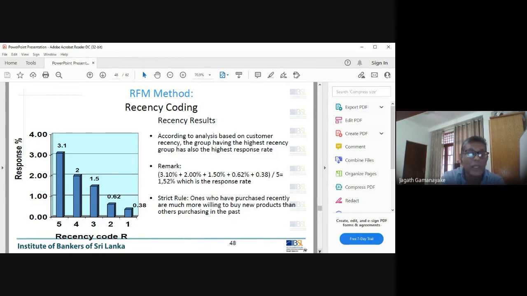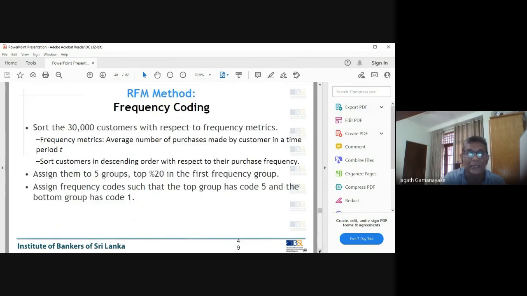You can apply this to all your customers. If you're using CRM and the RFM method, you get what you call the insights. How many people have responded? Now, those who respond, mind you, are basically recent customers.